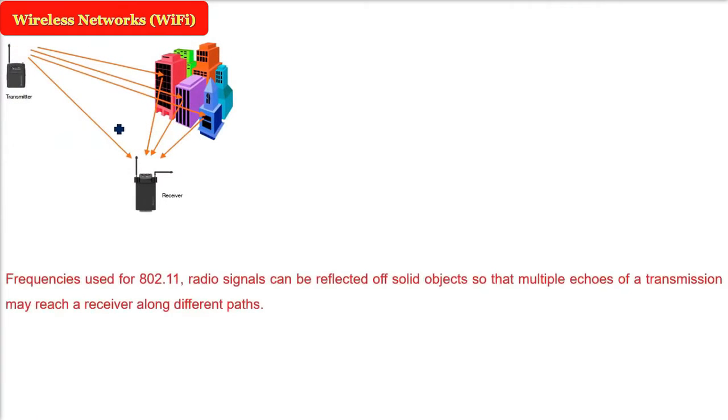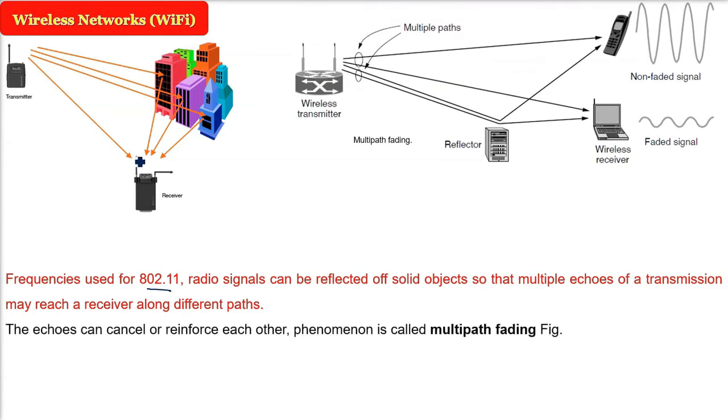Now when we are dealing with wireless networks, the frequencies which we use in 802.11 are radio signals. Sometimes they can be reflected off solid objects, which we generally find as infrastructure, the buildings, etc. Because of this, the multiple echoes of a transmission may reach a receiver along different paths. Two signals may reinforce, or the two signals may come out of phase and cancel each other. This phenomenon of cancelling is called multipath fading. This is very natural, and most of the design issues revolve around this discussion.